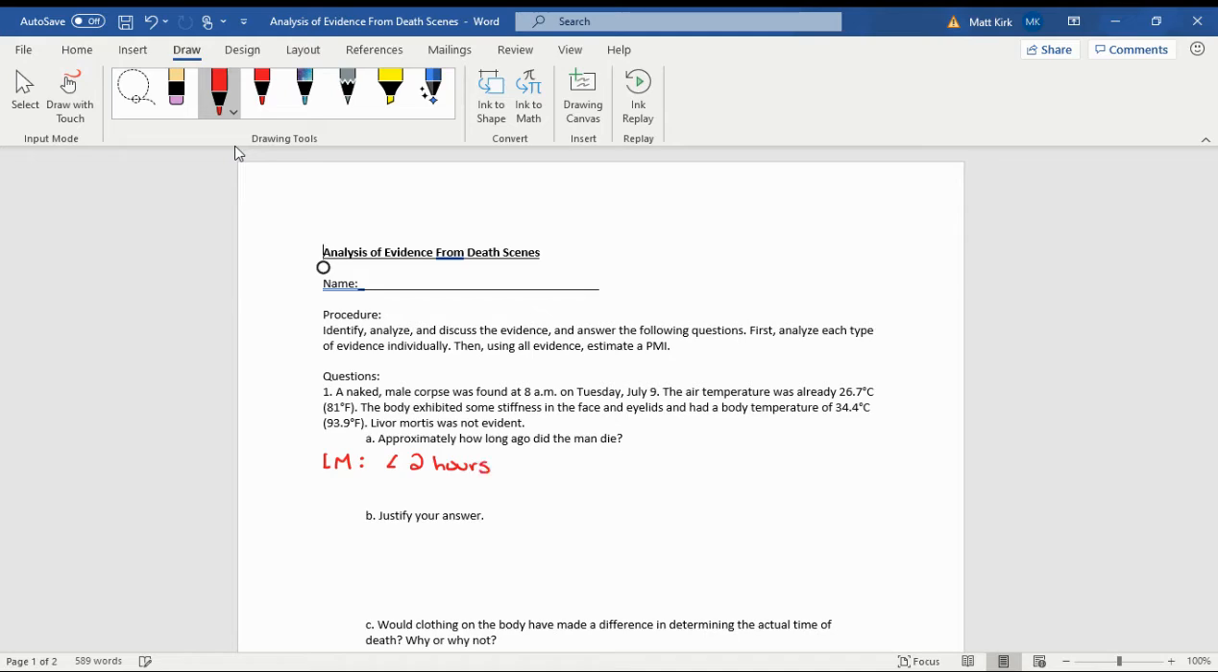But we also are given some temperature and some rigor mortis information. So let's go to rigor mortis. We're told that the body exhibited some stiffness in the face and eyelids. We know that rigor mortis starts typically in the face with the smaller muscles. So if we are having stiffness in the face and eyelids, we're looking at relatively early in the process of rigor mortis. So we're probably talking about a PMI of somewhere between 2 to 3 hours.